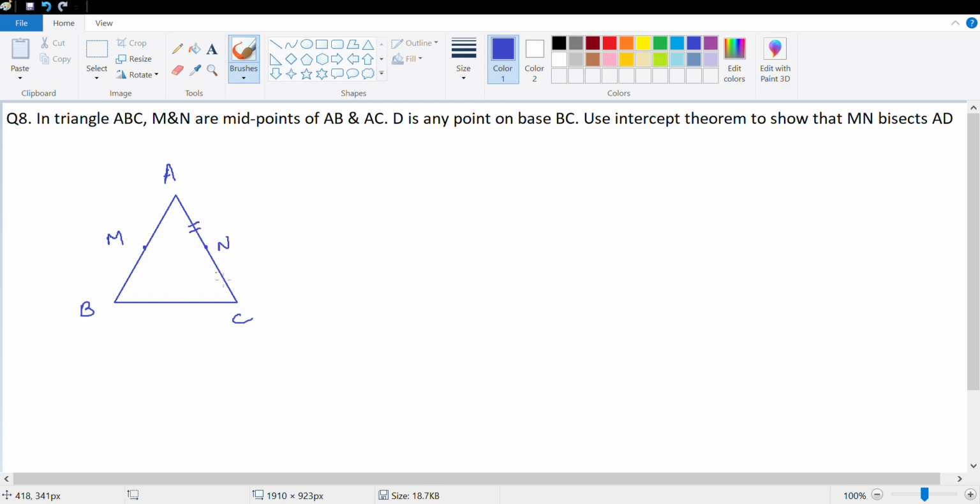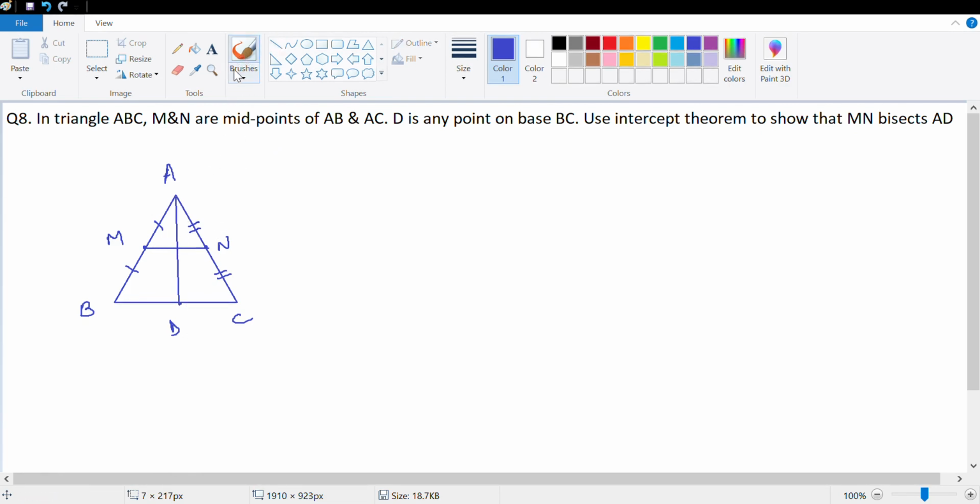So this is visually depicting that these are midpoints. Next, D is any point on base BC. Okay, so let's say this point is D. Use intercept theorem to show that MN, where is MN? Okay, MN bisects AD. So we need to prove that MN bisects AD.